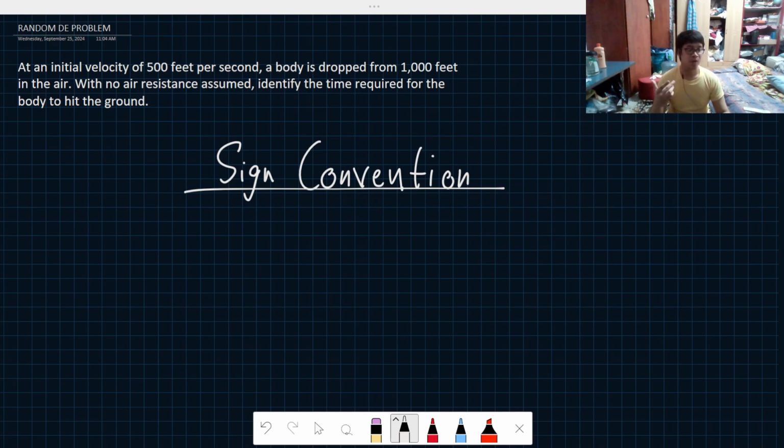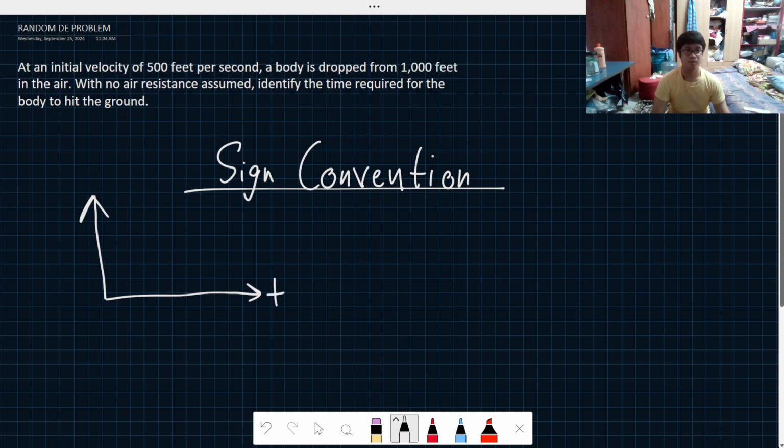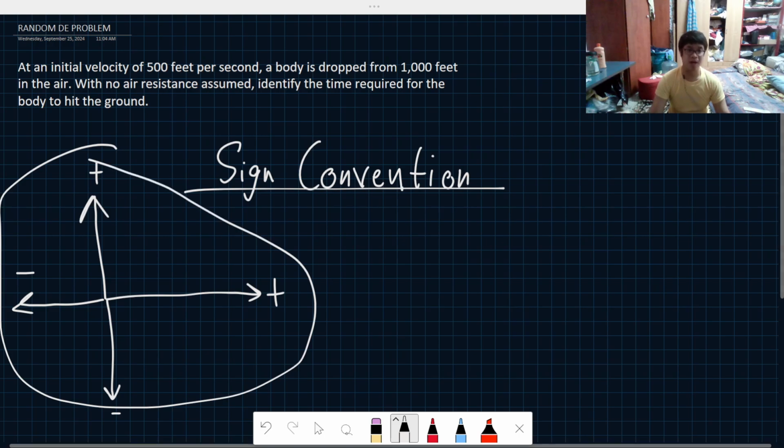We learn in our high school physics that what goes to the right and upward, or both, are positive. The opposites will be negative. So that means left is negative, down is negative. Now, this is the usual way we are taught in high school in terms of motion, especially in vectors.